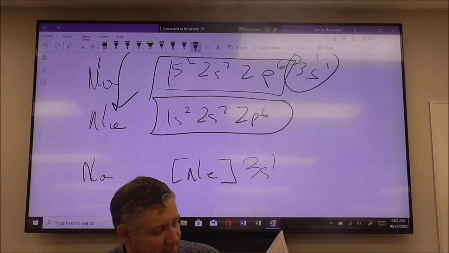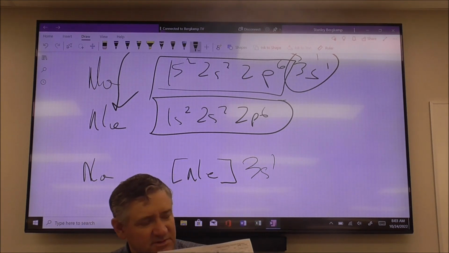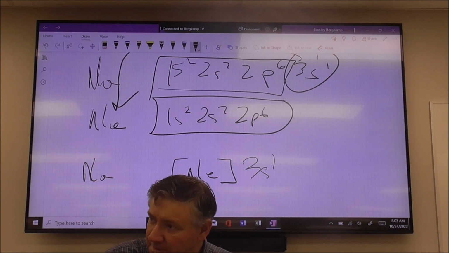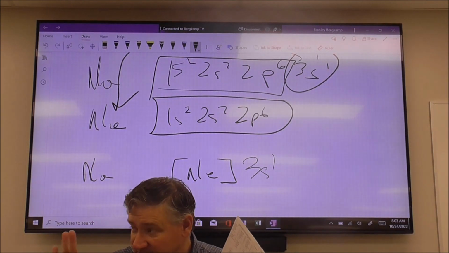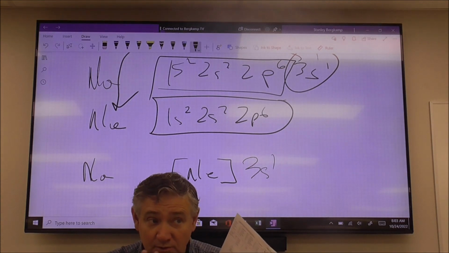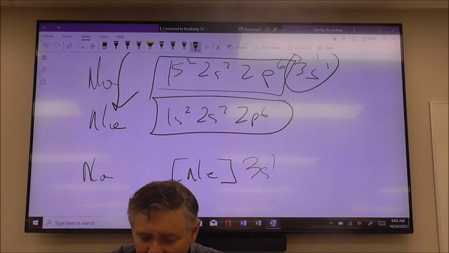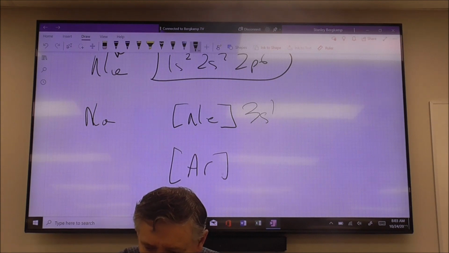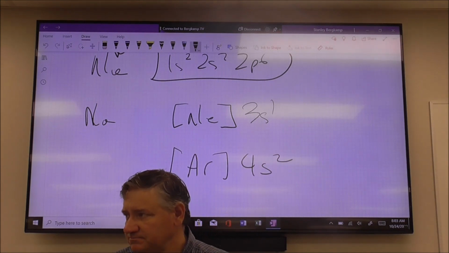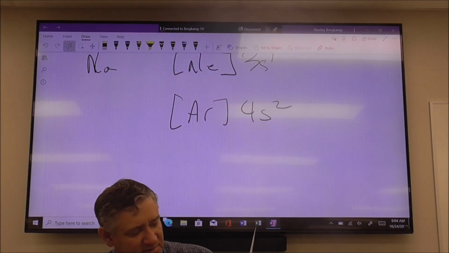So let's say, for example, you want to do calcium, okay? What you do is you go to the period up above, you find the noble gas, and you can only put noble gases as the core. That's the only thing you're allowed to put. So if you want to do calcium, you come up here and go, oh, I'm going to put an argon core, 4s2. If you want to do iron, okay, so iron is 26.